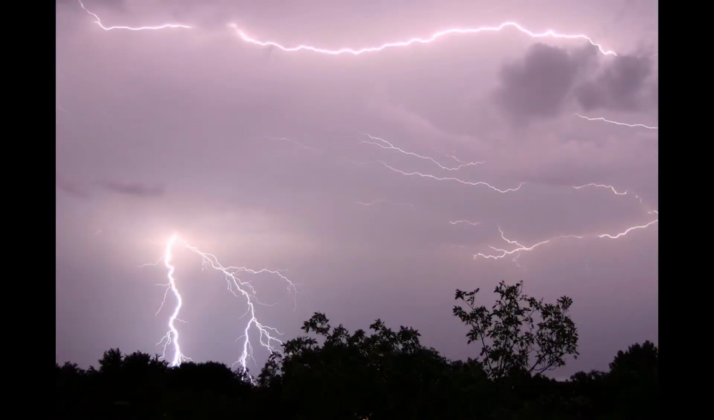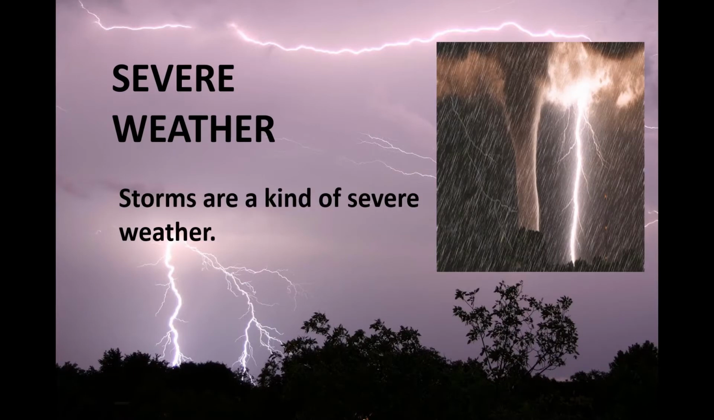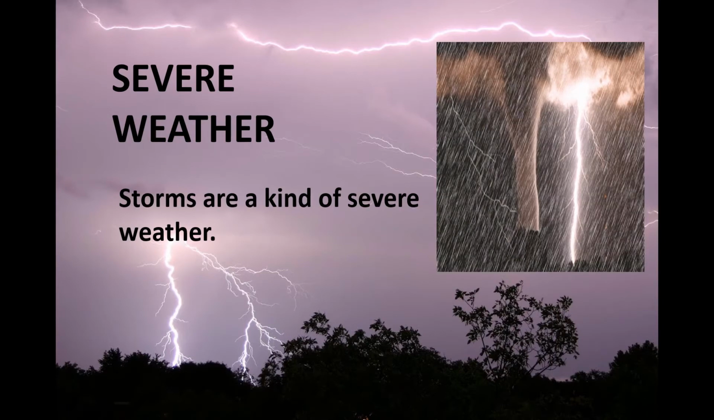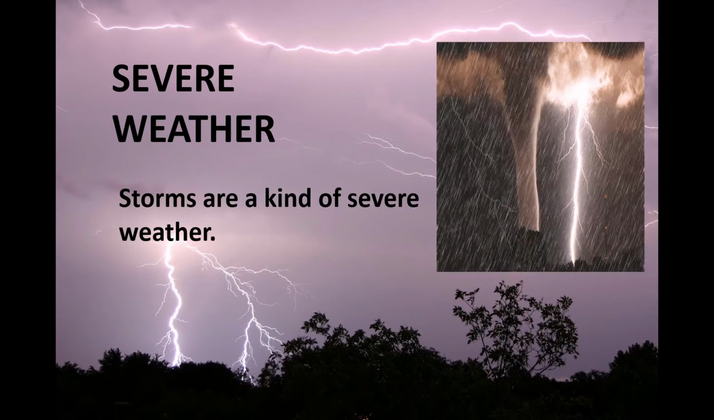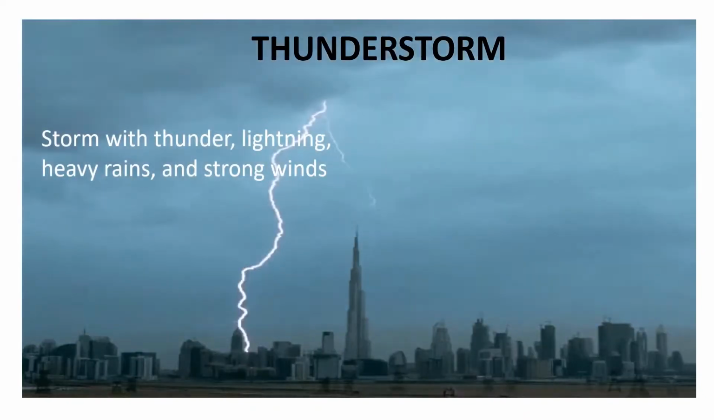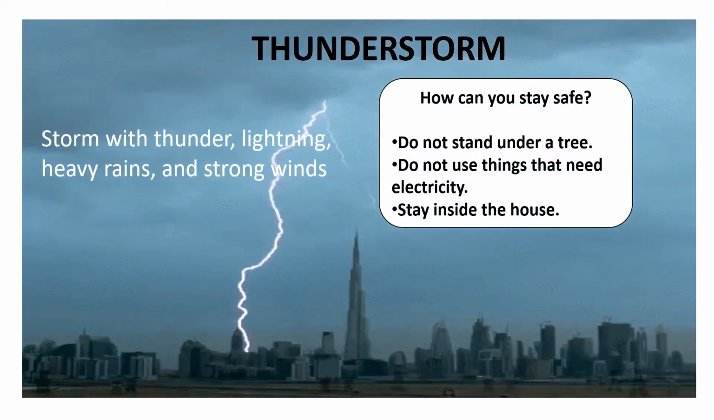Most of the time, the water cycle brings gentle rains and snowfalls. But there are dangerous weather, or we call them severe weather. Storms are a kind of severe weather. There are several kinds of storms. Thunderstorm is a storm with thunder, lightning, heavy rains, and strong winds. It can produce hail too.